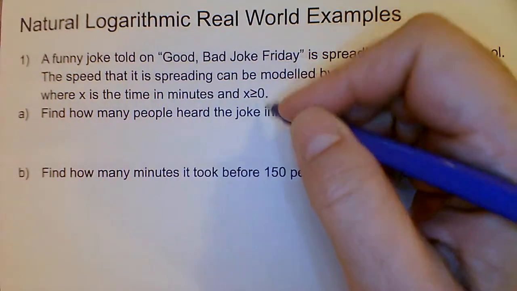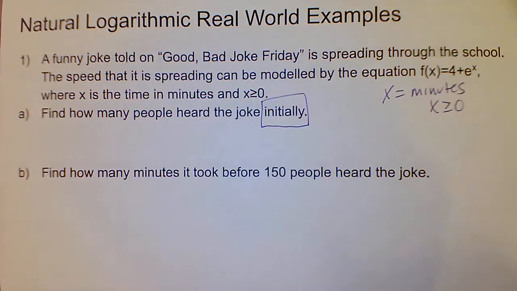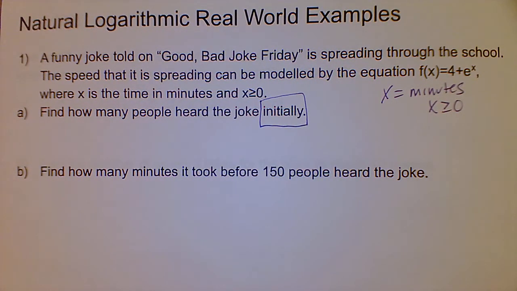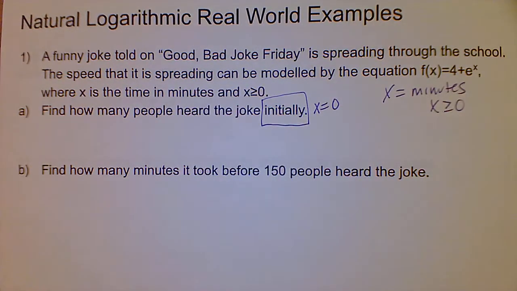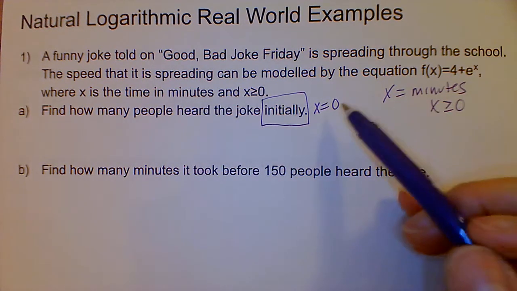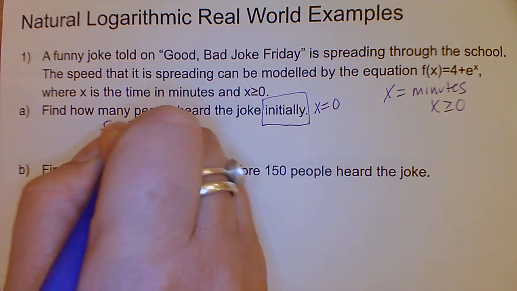This is a big word, initially. You really have to train your brain when you see the word initially. What the problem is looking for is when x is 0. So when something just starts off, it's basically your y-intercept. So when they ask you for initially, they're looking for your y-intercept, and that's when x is 0. So we do have to substitute 0 in.